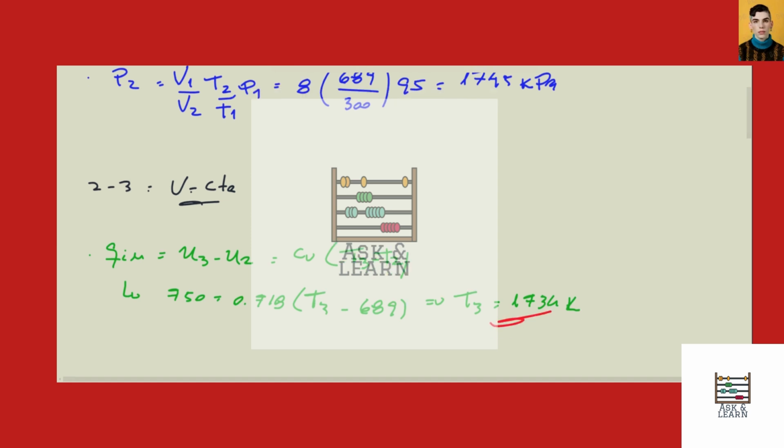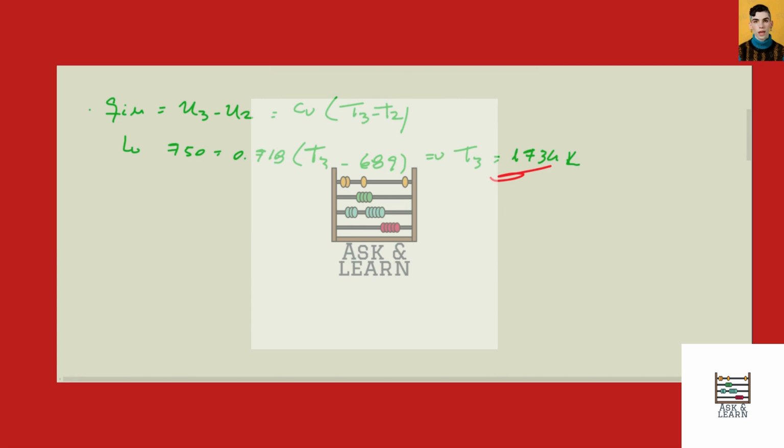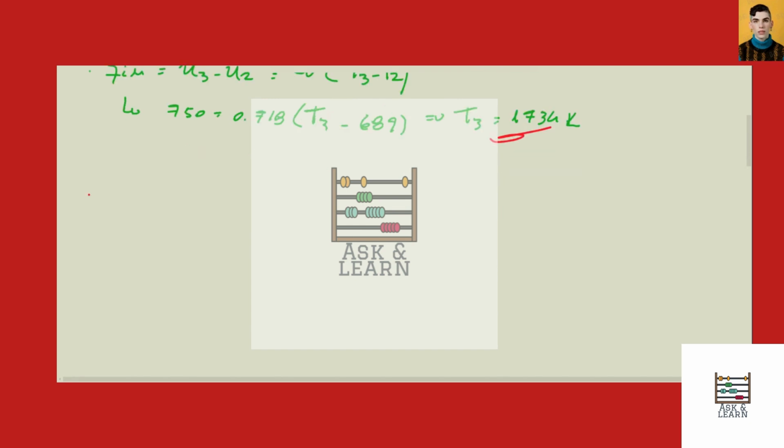Now let's look at the pressure. Well, the pressure we can take from the ideal gas law again. P3 equals T3 over T2 times P2, and this is going to be equal to 4392 kilopascal. So that's the answer for part A. Let's move on to part B right now.